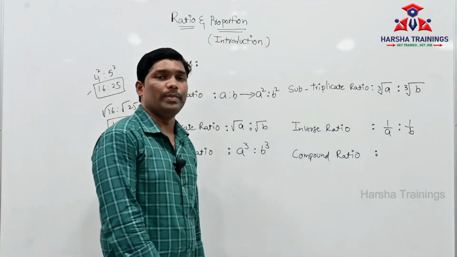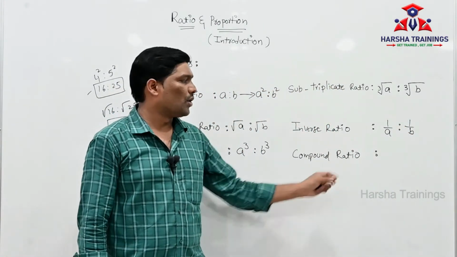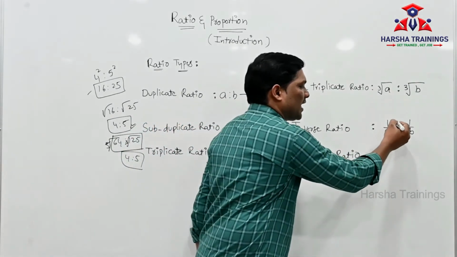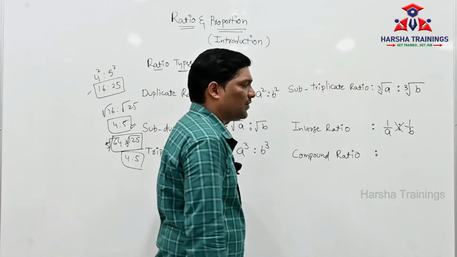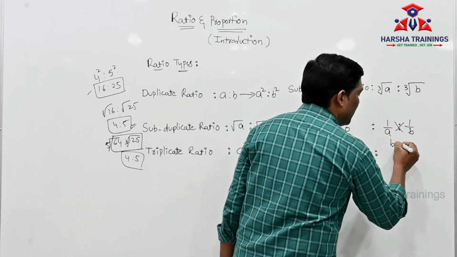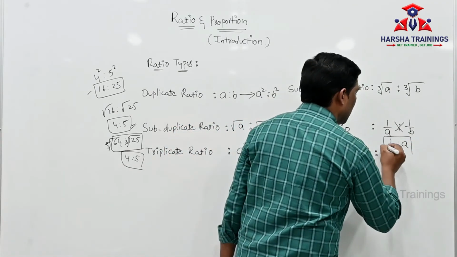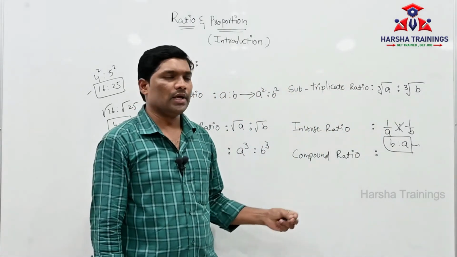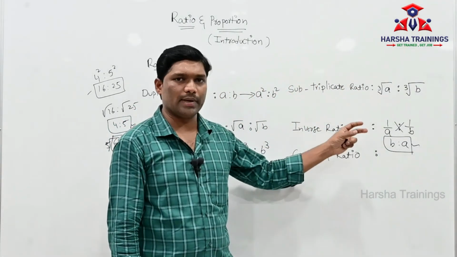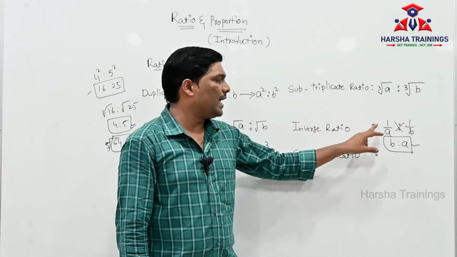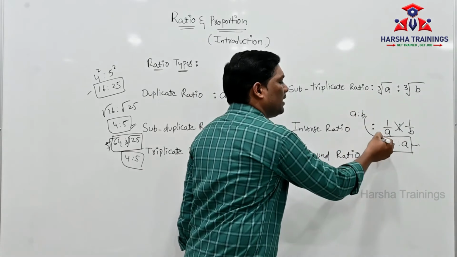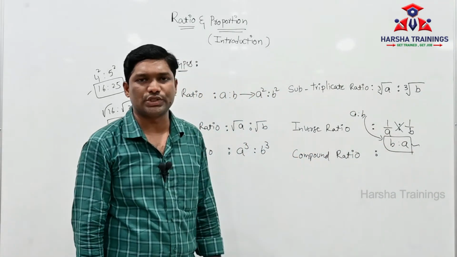So A is to B, the inverse ratio is 1 by A is to 1 by B. Just cross multiplication, guys. Then the answer is B is to A. So when two quantities are given, just reverse, guys. Just remember, just reverse. A is to B, the inverse ratio is B is to A.